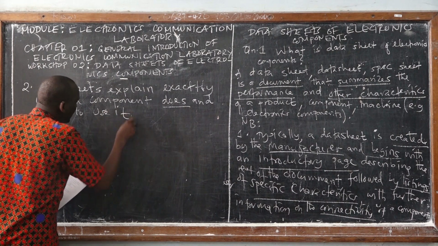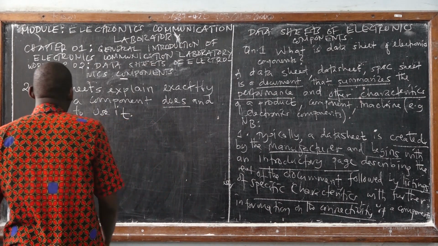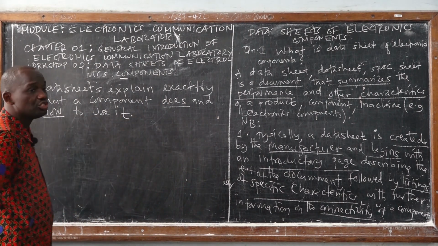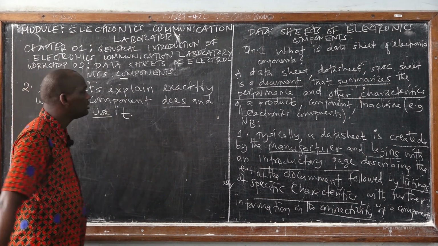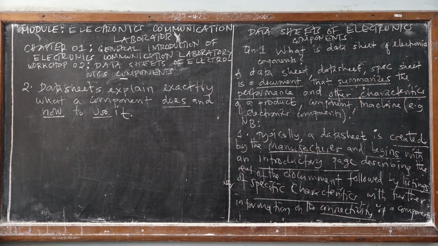So the data sheet can help me do the following things. A data sheet explains exactly what a component does and how to use it. So if you want to learn what a resistor does, what a diode does, what a silicon controlled rectifier does, what a bipolar junction transistor does, what a BC547 transistor does, what an actual MOSFET transistor does, what a 555 timer does, you have to find its data sheet. But again, once you know what it can do, the next question is how can I use it? So you find a lot of information about how you can use it.